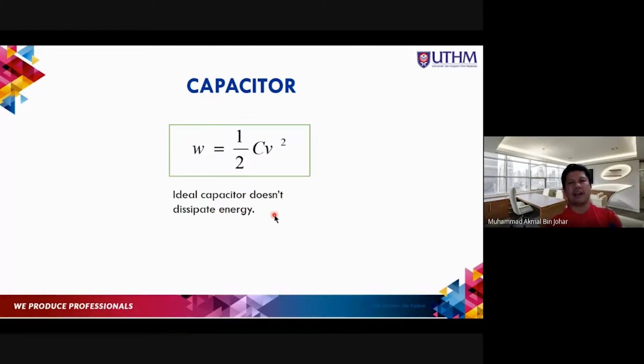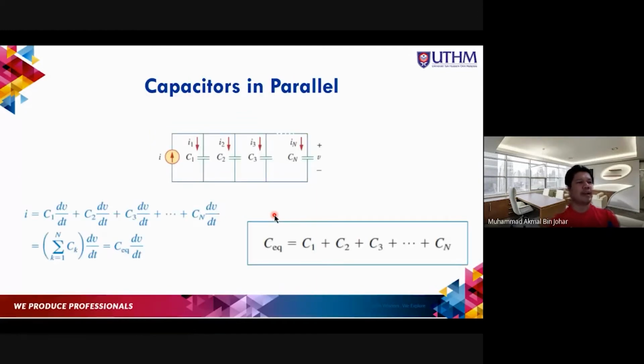Okay, next kita akan lihat kepada bagaimana untuk kita menyelesaikan capacitor in parallel. Okay. So capacitor in parallel can be explained as follows. So we know that when you put capacitors in parallel and you put a current source, then the current will flow, charging the capacitors all together. Okay. In the parallel sense, okay, capacitor akan charge setiap path yang parallel tu.